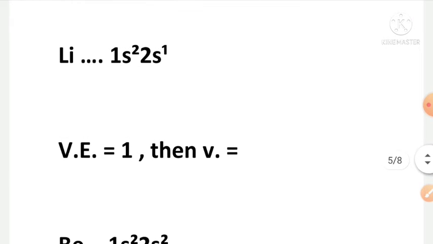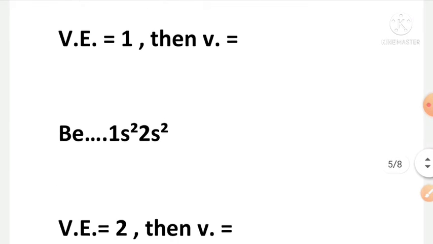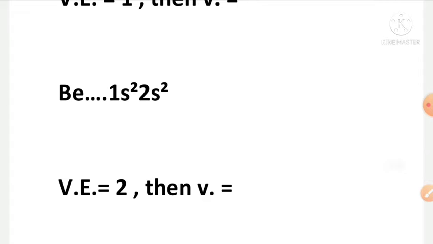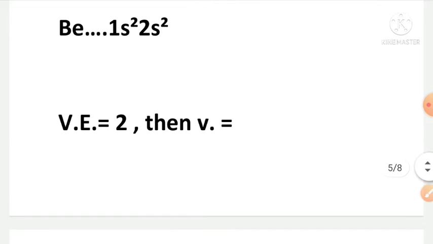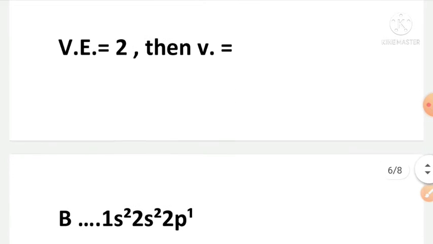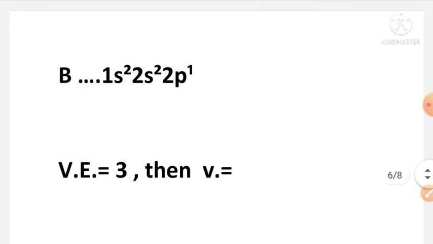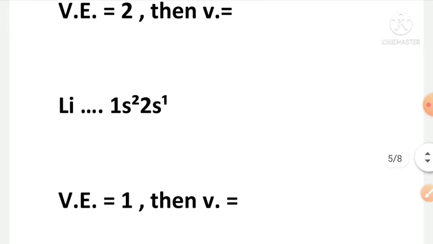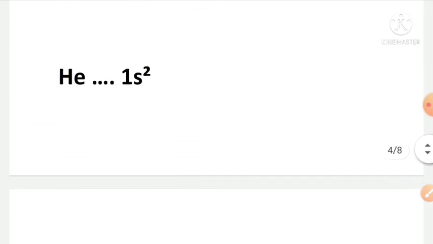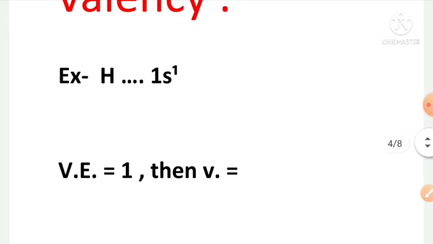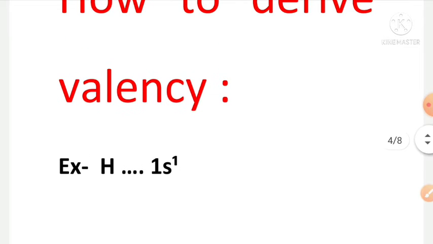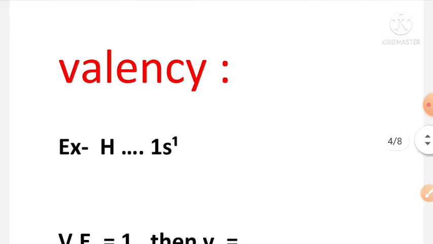We have to derive one by one. By these informations we got valency of element. Now we see first in hydrogen element how to derive valency.